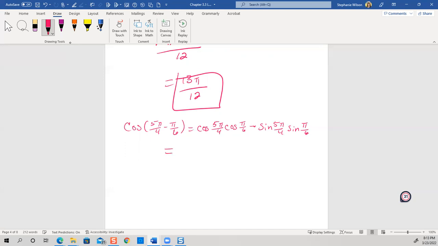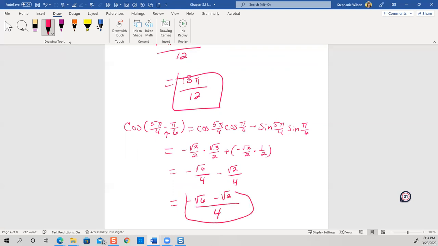Okay, so now we go to the unit circle, find out what these exact spots are. We get a negative square root of 2 over 2 times square root of 3 over 2 plus, because we're using a minus here, a negative square root of 2 over 2 times a half. And let's just clean this up. So now I get square root of 2 times square root of 3 over 4, because 2 times 2. Negative times positive is a negative. Square root of 2 times 1. 2 times 2 is 4. Negative square root of 6 minus square root of 2 all over 4. And that will be our answer.